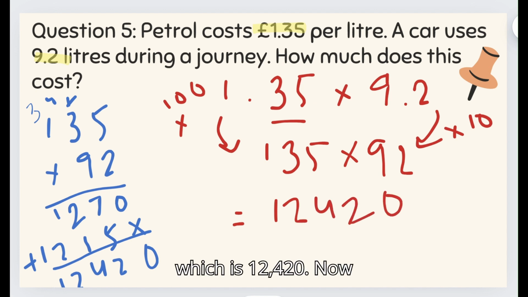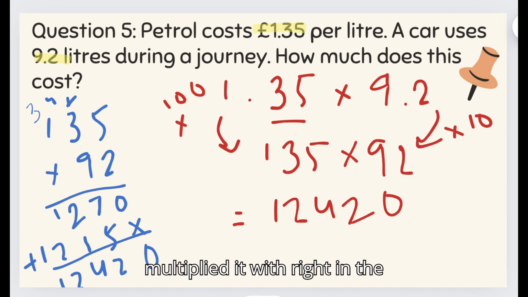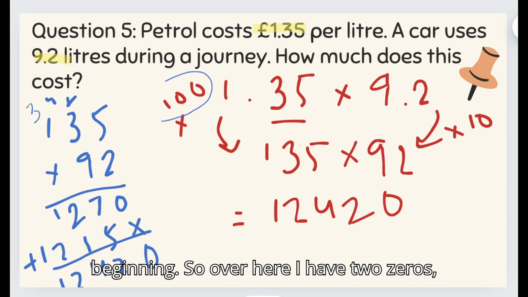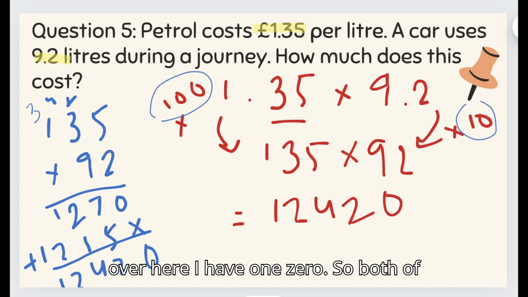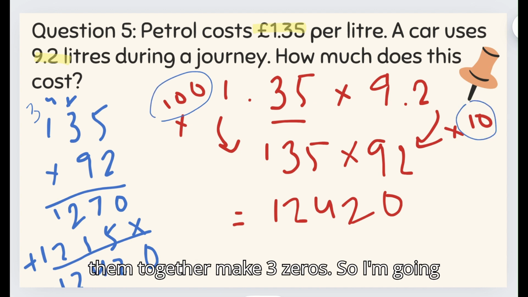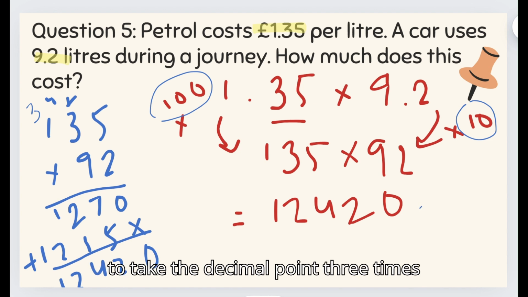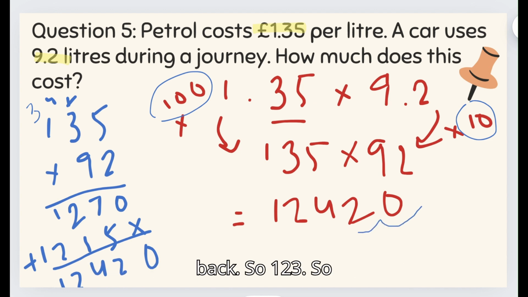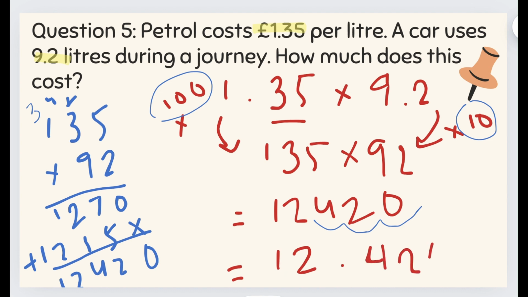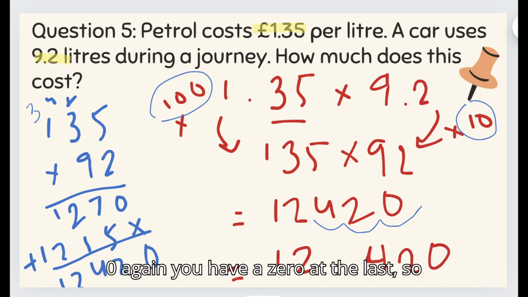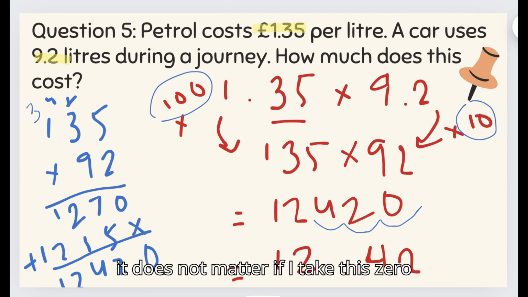12,420. Now I'm going to see how many zeros I multiplied it with right in the beginning. So over here I have 2 zeros, over here I have 1 zero. So both of them together make 3 zeros. So I'm going to take the decimal point 3 times back. 1, 2, 3. So my answer is going to be 12.420. Again, we have a 0 at the end, so it does not matter if I take the 0 off. If you leave it on, it does not matter either.